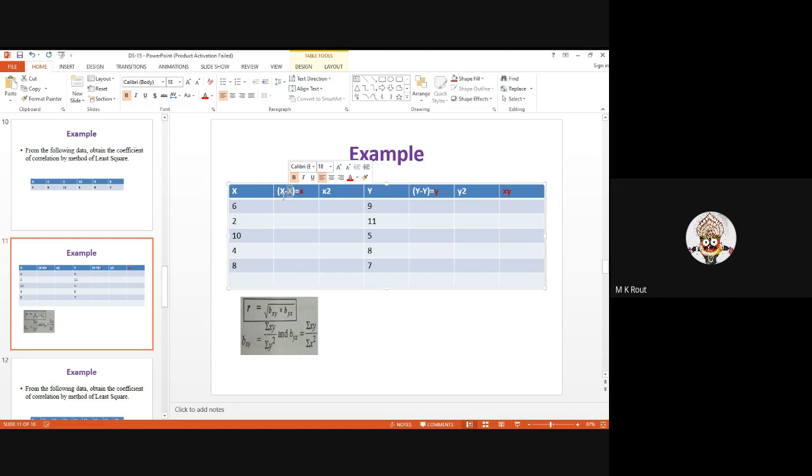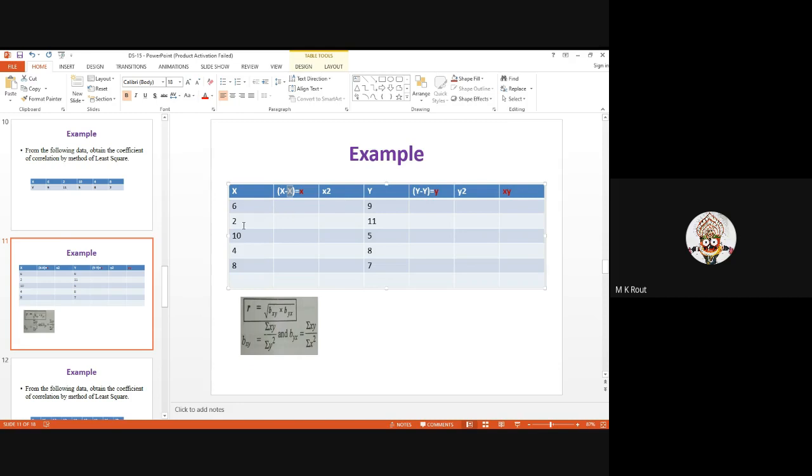I just repeat the sentence. In case of small x, that is x minus x bar, and in case of small y, that is y minus y bar. Just make a correction from your side. Is it clear?